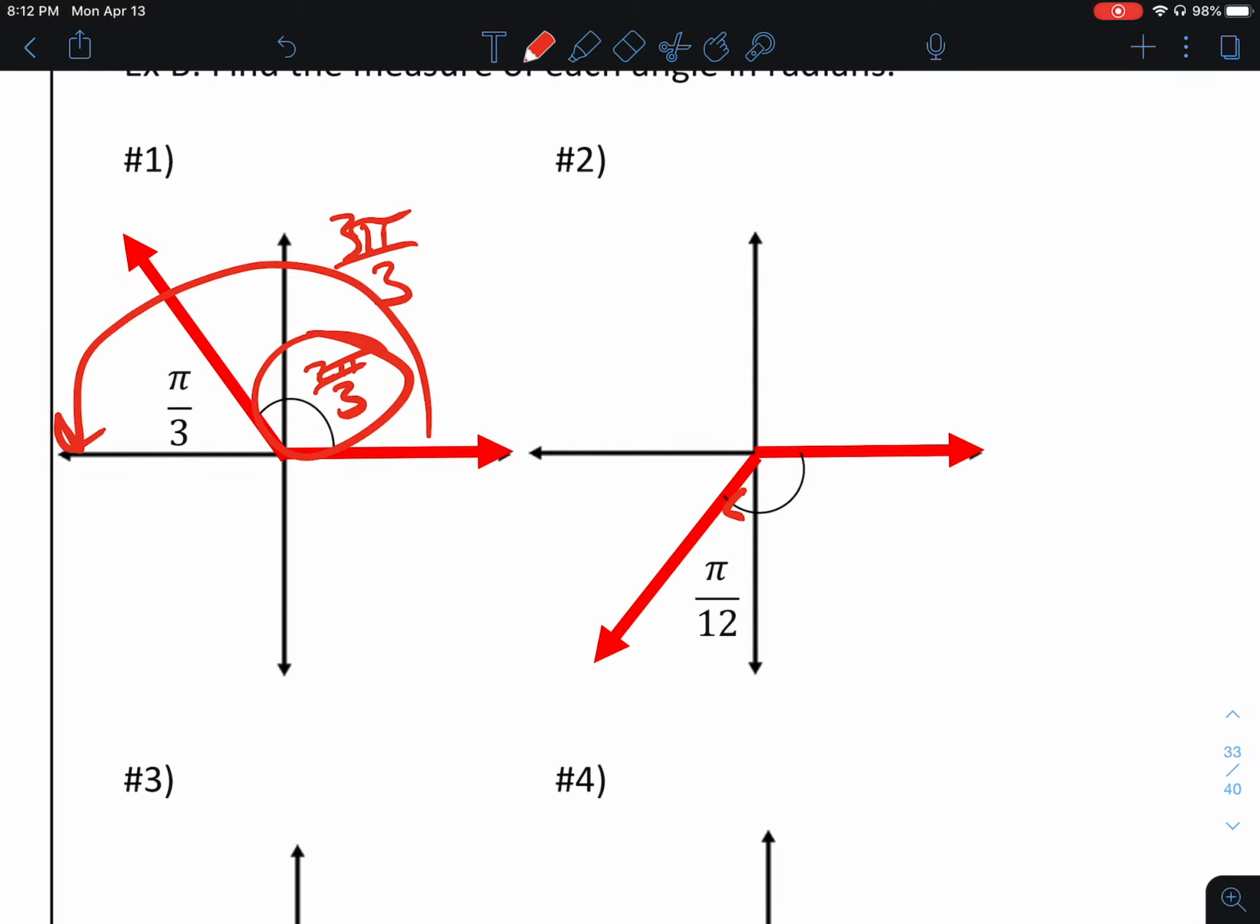If I mark my quadrantal angles, this is 0 pi over 12. Halfway around is negative 12 pi over 12. Halfway between 0 and negative 12 is negative 6 pi over 12. So from here to here is negative 6 pi. Here's another pi. That makes the angle I'm trying to find negative 7 pi over 12.